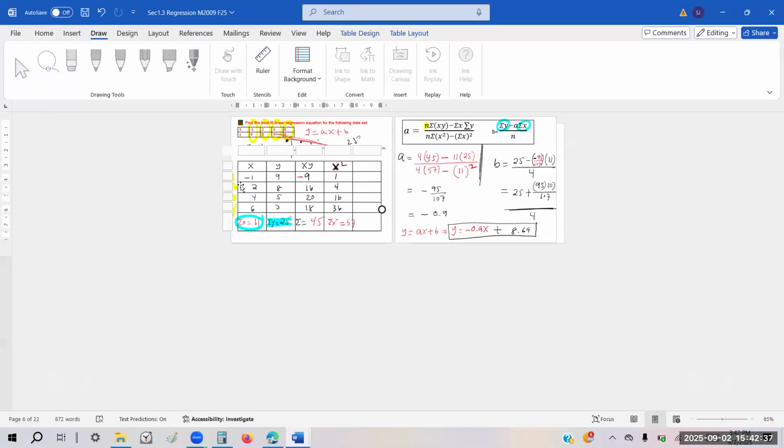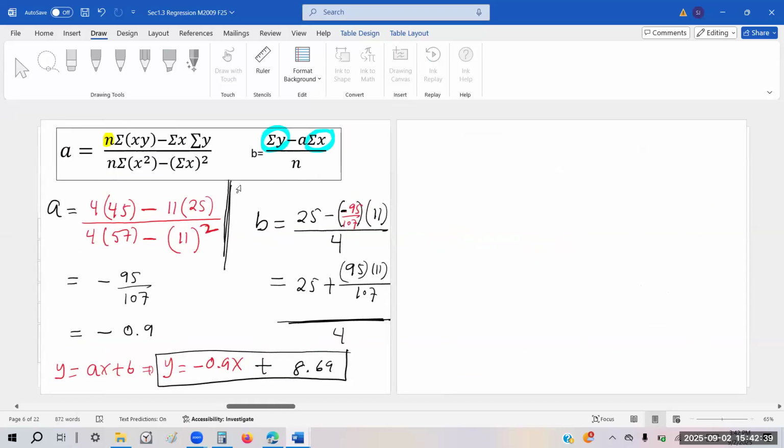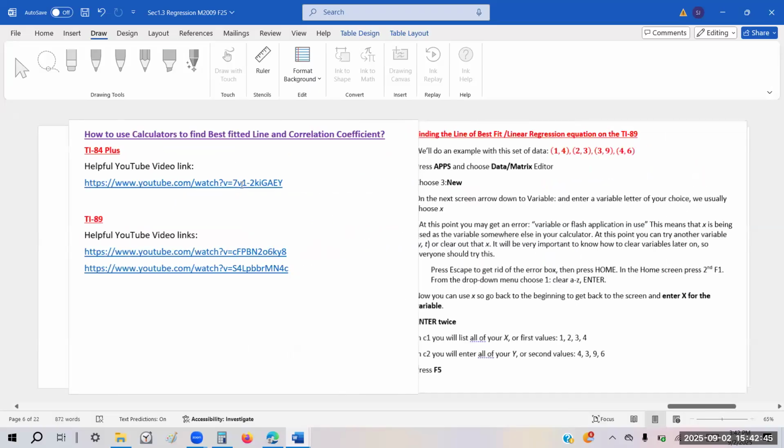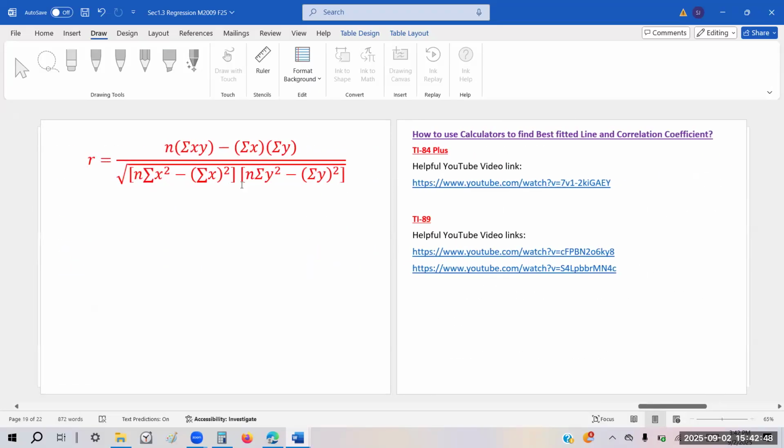Now I have a website here, or 2 websites where you can easily find how to get the equation of the line of best fit in TI-89 and TI-84. Or you can simply search on Google or on YouTube how to find regression line on your calculator. The department does not like the TI-89 or TI-92, but if you have TI-84, it's also fine.